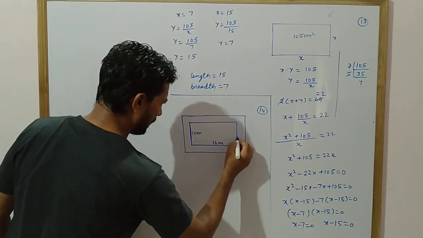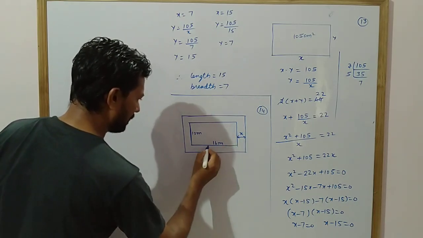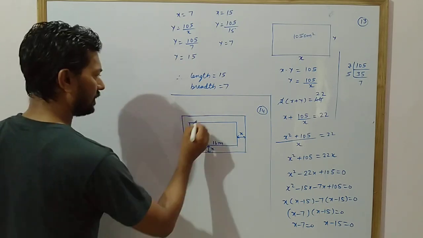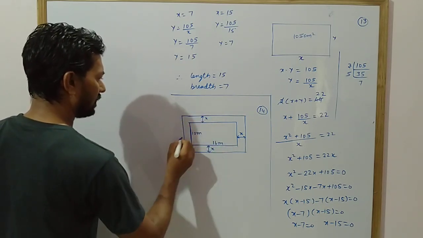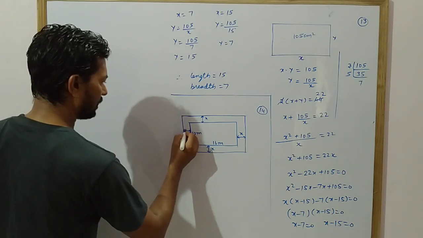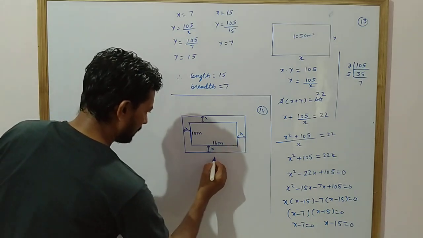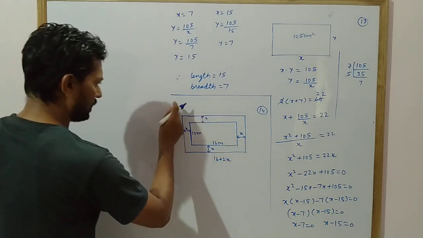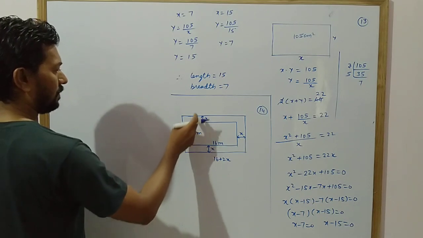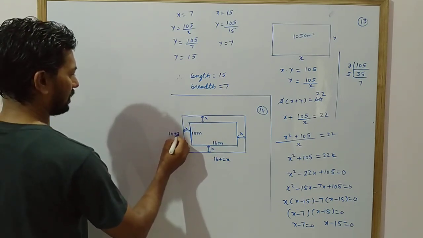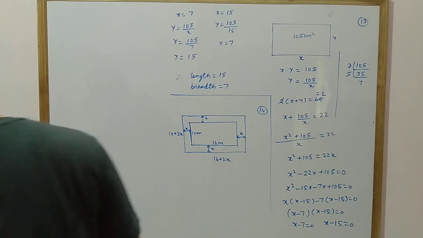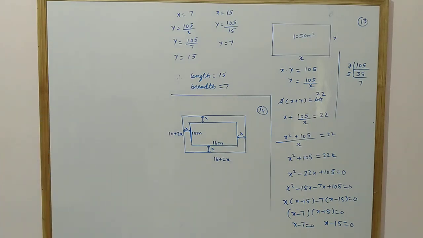So here the width will be the same. Let the width be x on this side, and this side will also be x. Here also x. So this length will be x plus 16 plus x, that is 16 plus 2x, and this one will be x plus 10 plus x, that is 10 plus 2x. Now, what is given? The area of the walk is 120 meters square.